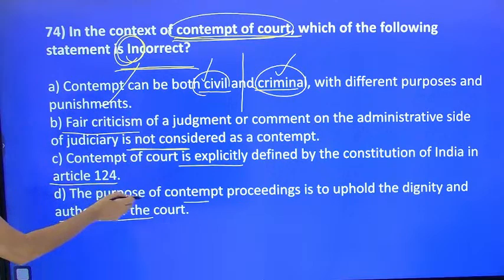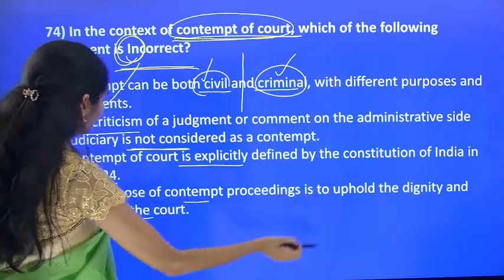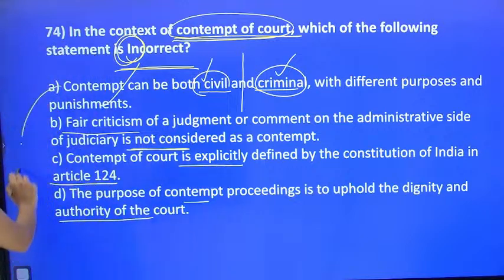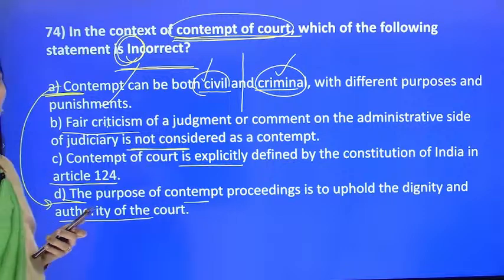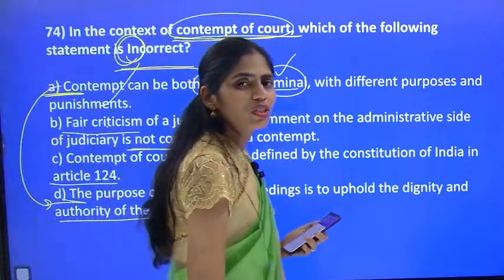And the next one: the purpose of contempt proceedings is to uphold the dignity and authority of the court. So these two are similar statements, and these two are correct. And what about these two statements, B and C? Which one do you feel is incorrect?